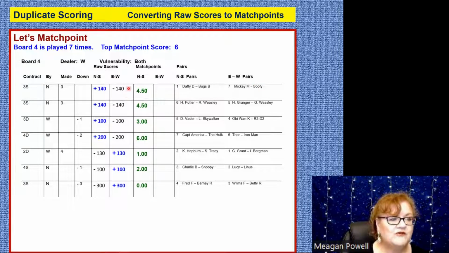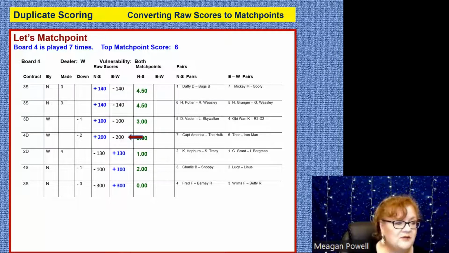They earned a negative 140. Now, again, just because you got a negative number doesn't mean you did poorly. It means you have to beat other people. Other people have to have a higher negative or a worse negative score than you have. So let's see how that goes. With Mickey and Goofy's negative 140, well, they tied Granger and Weasley. All right, so that's a tie. They're going to get a half a match point for that. Did they beat a negative 100 by Obi-Wan and R2-D2? No. They didn't beat them. Negative 100 is better. Did they beat negative 200? Well, yes, they beat them because Mickey and Goofy's negative 140 is better than a negative 200.